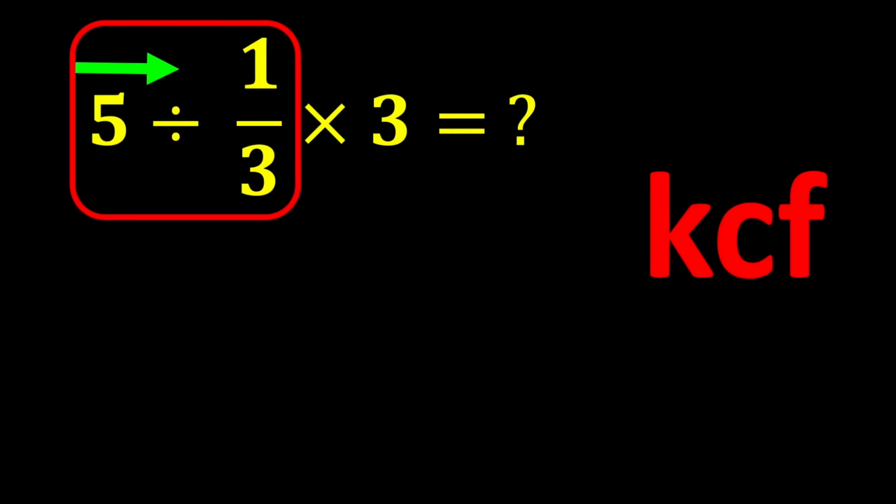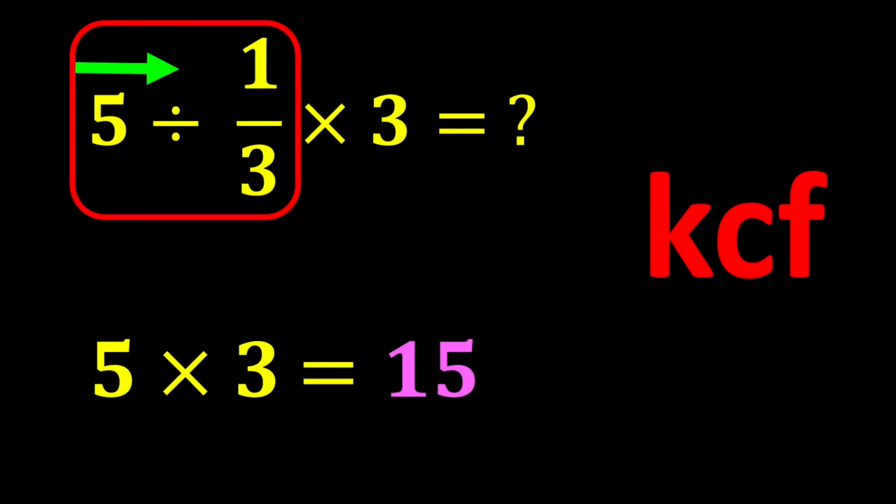To solve this part, we use the KCF rule. K stands for keep, C stands for change, and F stands for flip. The KCF rule is a simple rule for dividing fractions. According to this rule, we keep the first number as it is, change the division sign to multiplication, and flip the second number. According to the KCF rule, we keep 5 as it is, division changes to multiplication, and we flip 1 over 3. 5 multiplied by 3 gives us 15. In the end, we must calculate 15 multiplied by 3, which gives us the final answer of 45.